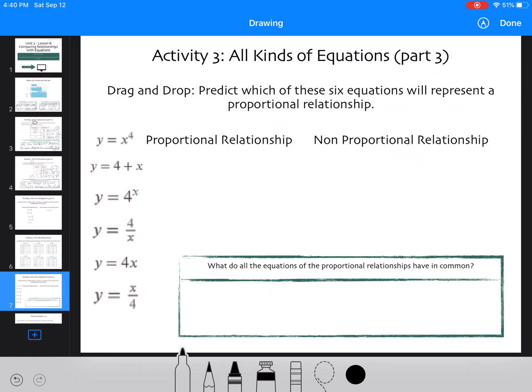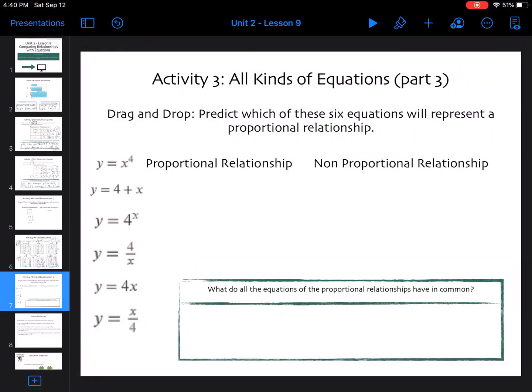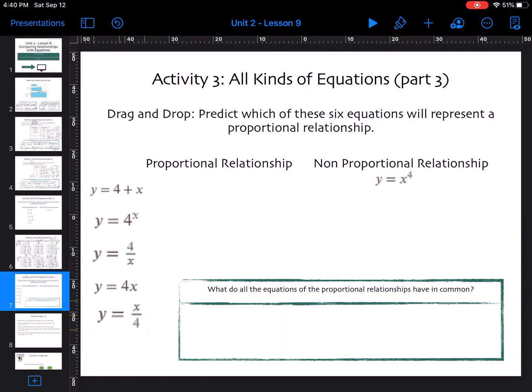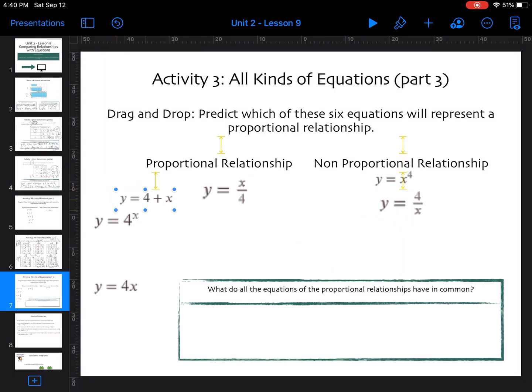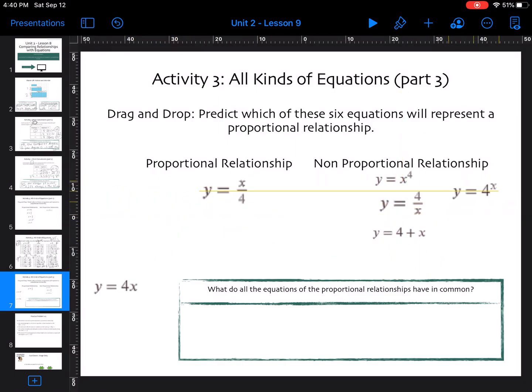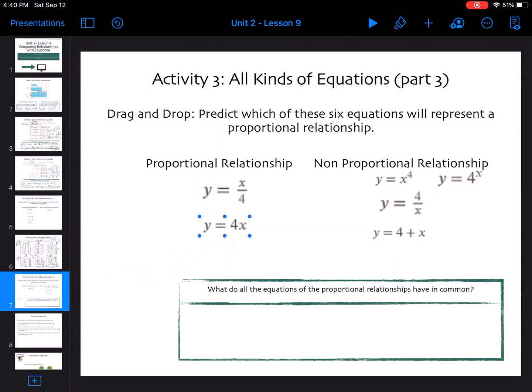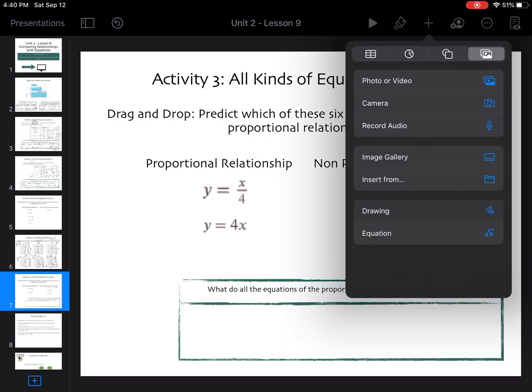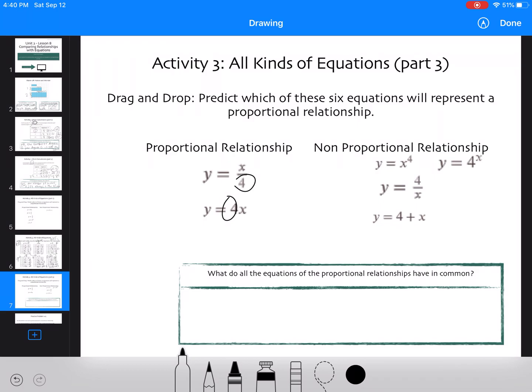So it says drag and drop. So I know this was not. When the x was on top, it was. When the x was on the bottom, it wasn't. I was right about the addition. That was not. That was. Okay, so what do the equations of the proportional relationship have in common? Well, if you look at it, the constant of proportionality is the reciprocal, right? 4 and 1/4 are reciprocals.